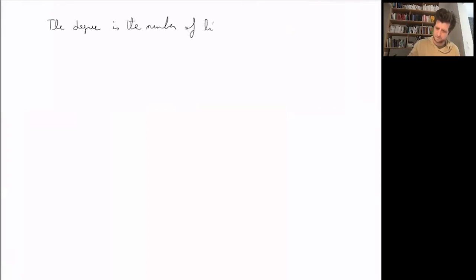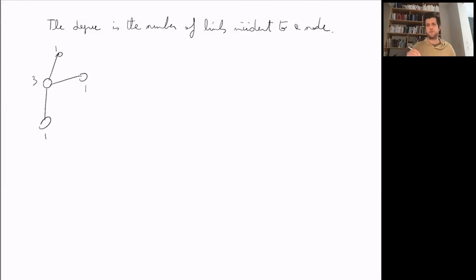So for instance, let's take this small example here. We would have that this node is degree 1, 1, 1, 3. Yeah? And clearly we would expect that nodes that are more important have higher degrees. Yes? And the degree would be a good proxy for the importance of a node.